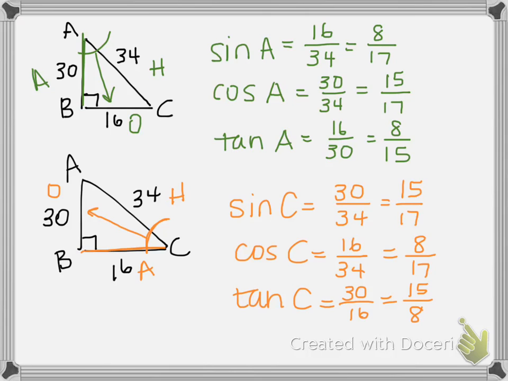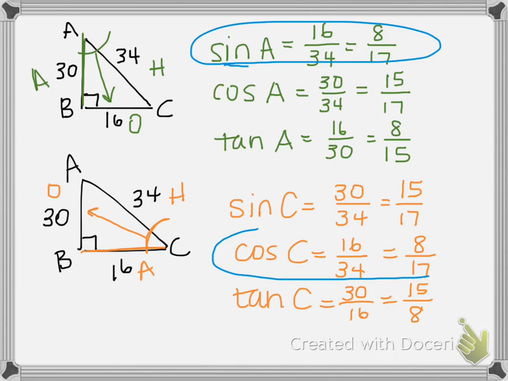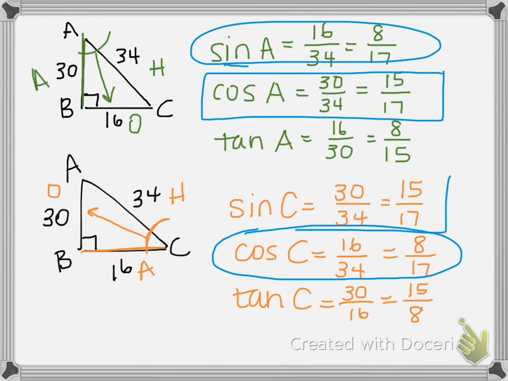Remember also that when you have your sine of one angle, that's going to be the same as the cosine of the other angle. And our cosine of this angle is going to be the same as our sine of that angle. This happens because our two angles A and C are going to be complementary, but we're going to get into that a little bit later. So we look at our ratios and make sure that they are all reduced completely as far as they'll go, to make sure that they are the ratios that we're looking for.